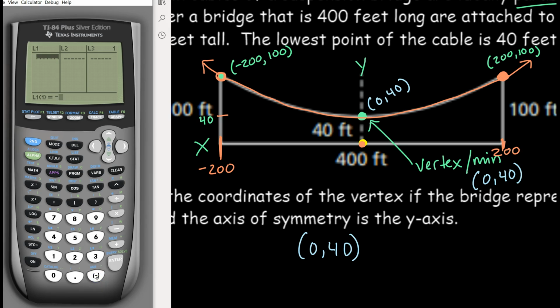Right, you have to make sure, it doesn't really matter what order you go in as long as it's the same order for both L1 and L2. So I'm going to do negative 200, then 0, then 200. Then on L2, I'll do 100, 40, and 100.